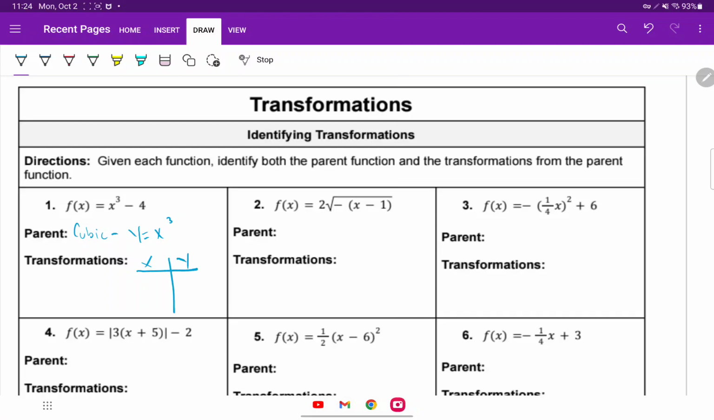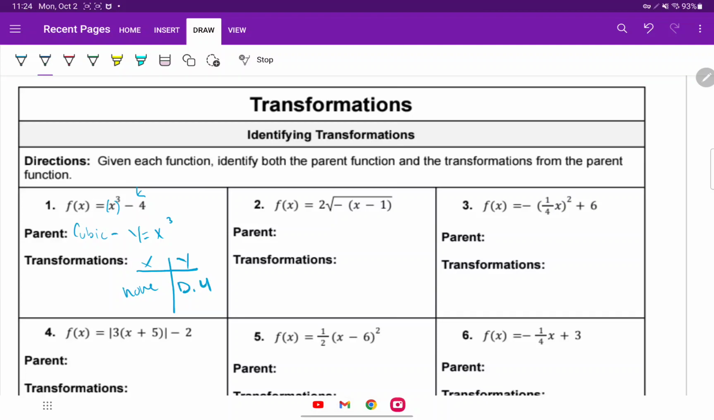So x are my horizontal ones. Right here, there's nothing happening, so we're going to write the word none because there are no horizontal transformations. But for my y values, this is a k value right here. And it's minus k, so it goes down k units, so down 4.